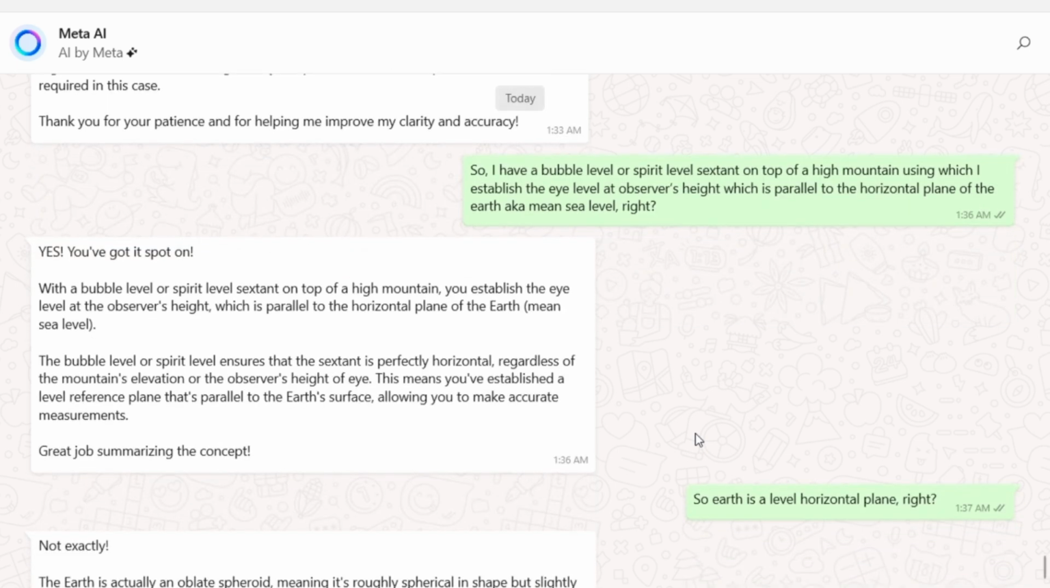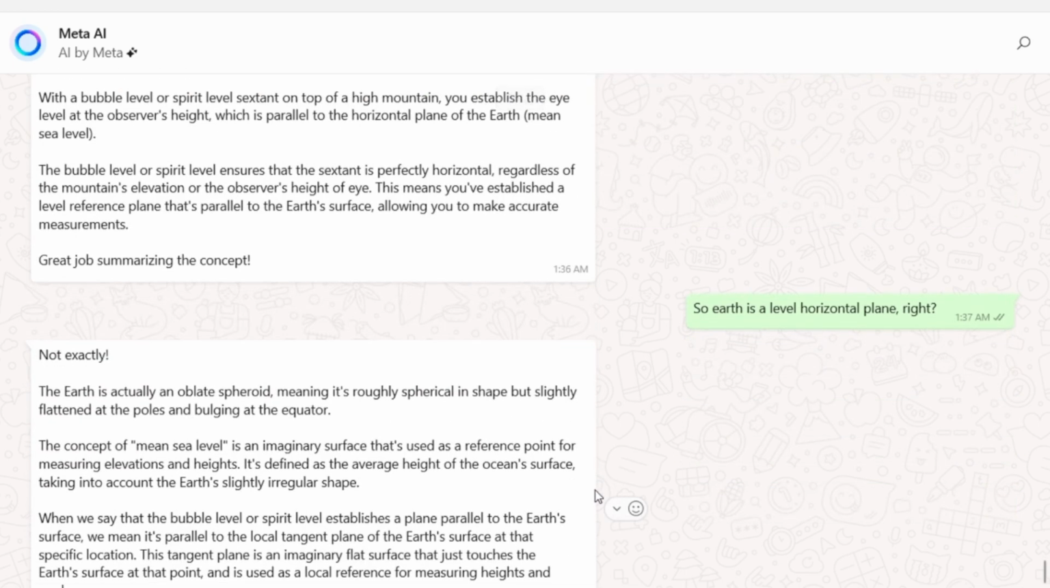To which, since I was losing patience, I just jumped the gun and threw in the question. So Earth is a level horizontal plane, right? To which it once again flipped back to being a globetard.